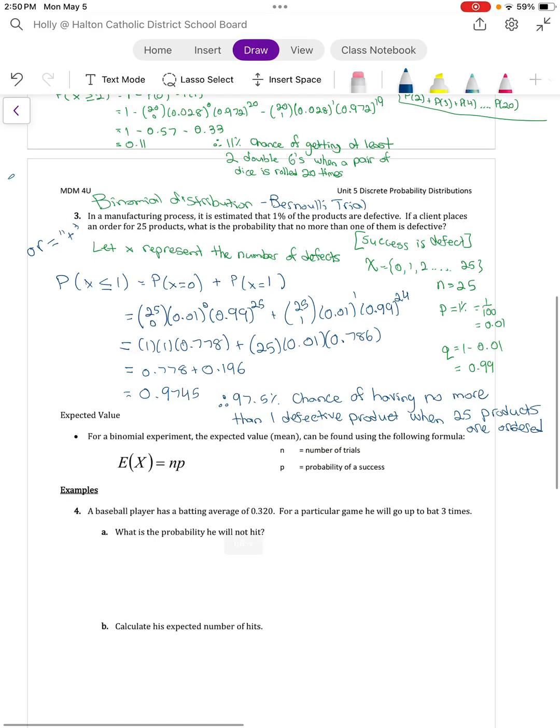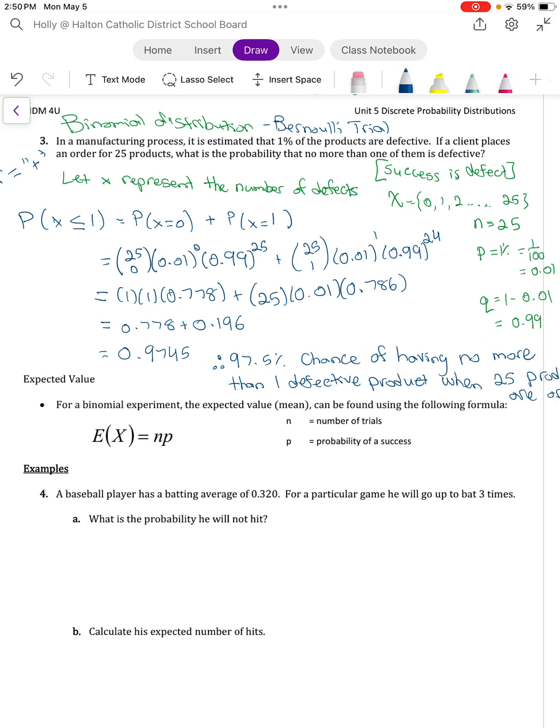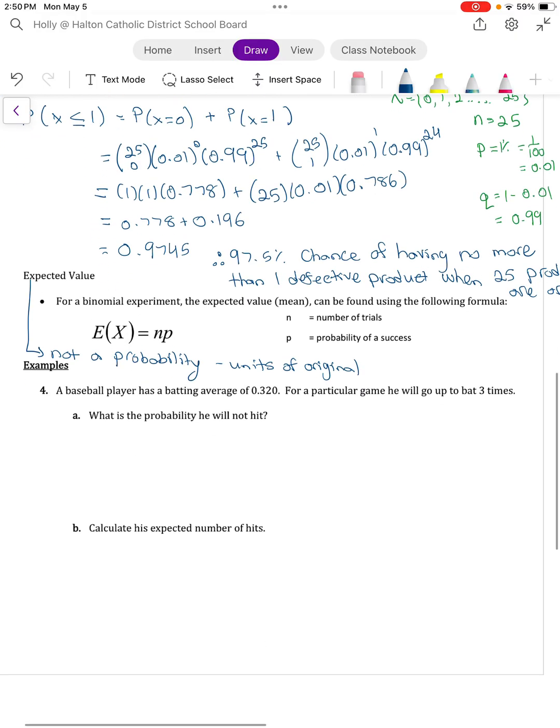The last thing here is the expected value. We did this in lesson 1 a bit, but just a reminder, this is not a probability. We're looking at what is expected to happen overall, and we're looking at the units of the original problem. So we have E of X, the number of successes, equals N, the number of trials, times the probability of success. So let's look at this example using that formula.